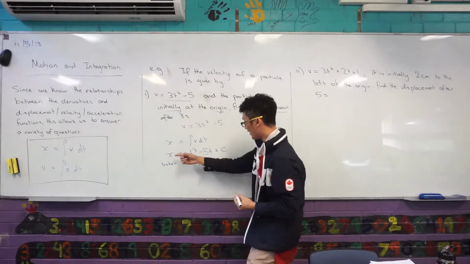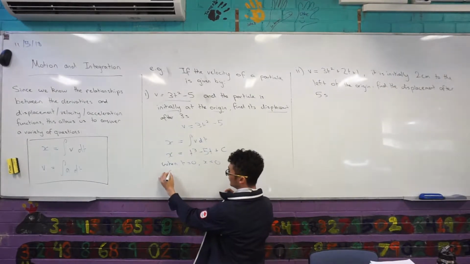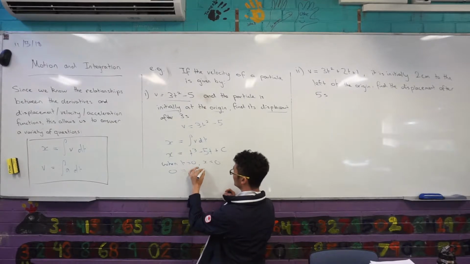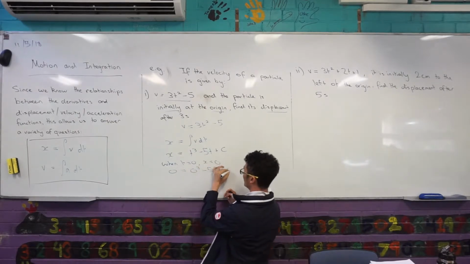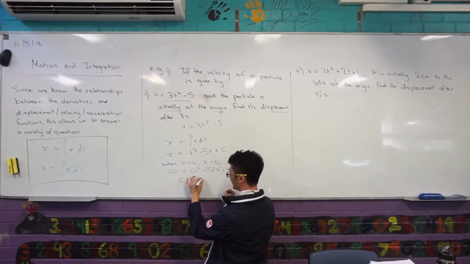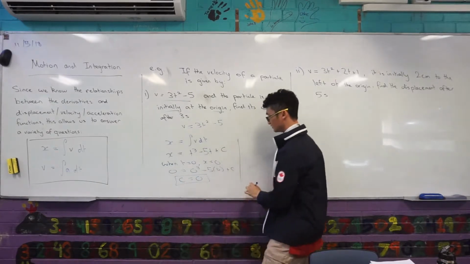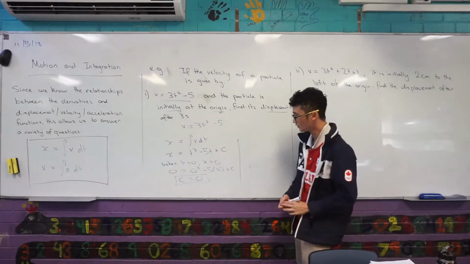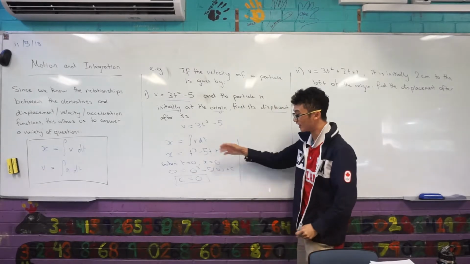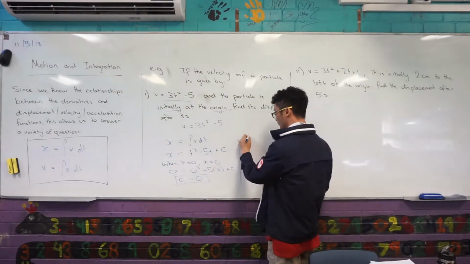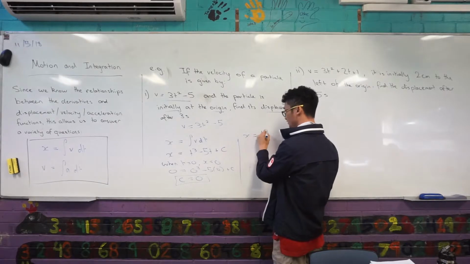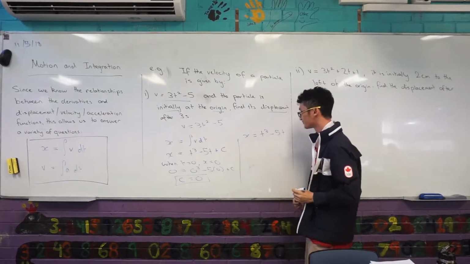Okay? And then when I do that substitution there, obviously I'll get 0 is equal to 0 cubed minus 5 times 0 plus c. And in this case, it's actually quite nice. c is just equal to 0 there. Now, let's go back and write my original function now that I know what c is equal to. So x would equal t cubed minus 5t.